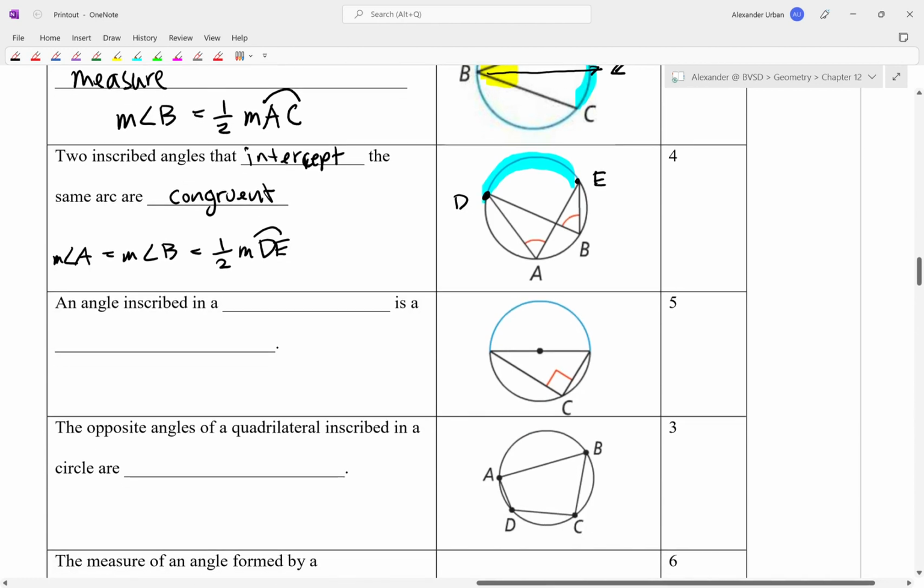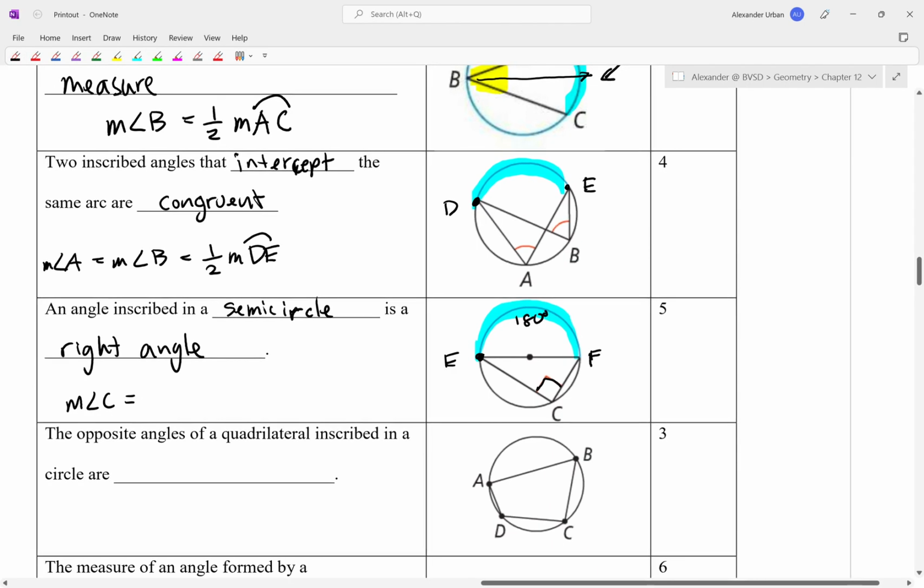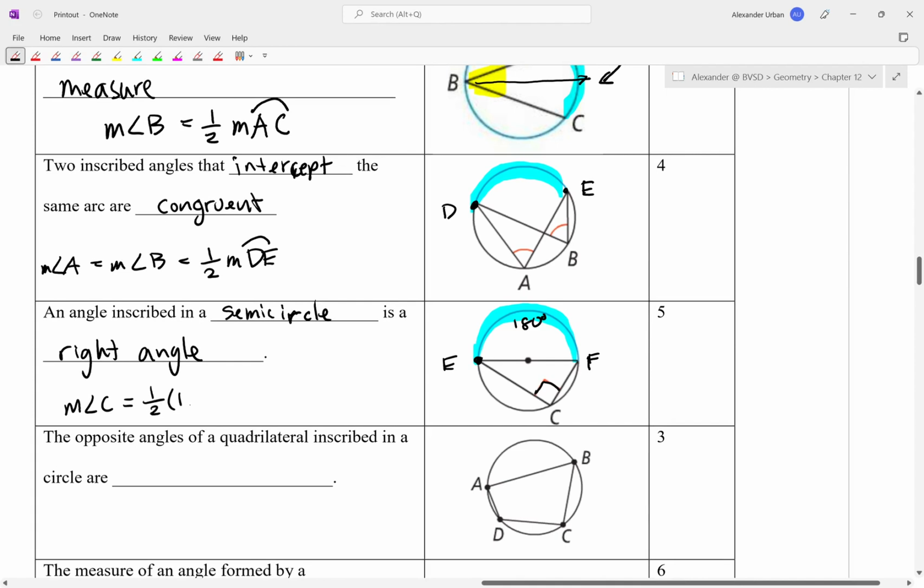An inscribed angle in a semicircle, so in this case angle C is inside of the semicircle, is a right angle. Has to be a right angle. Again, going back off of this, let's try this. This is going to be E and F. If we look at this arc EF, we notice it's a semicircle, which means that it is 180 degrees. The measure of angle C has to be equal to half of the 180 degrees, which means it's got to be 90 degrees. So it always is going to be 90 degrees.